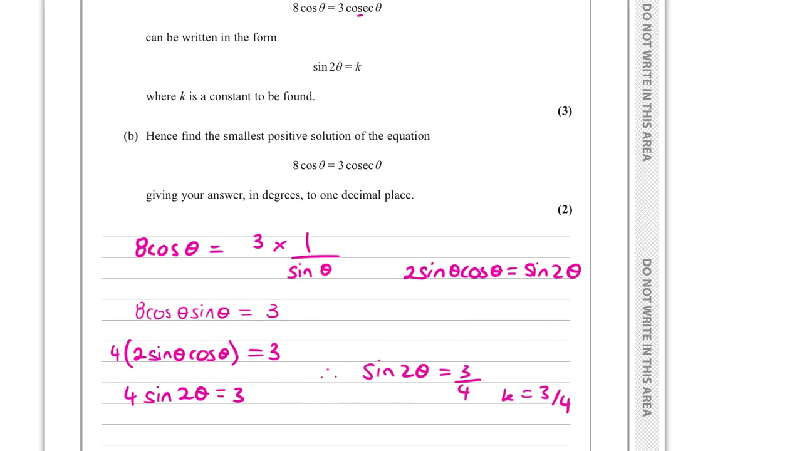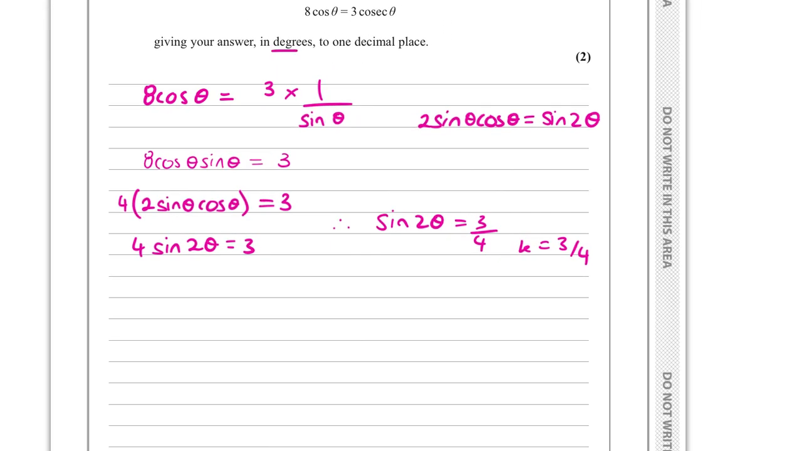Nice and easy. Part B says, hence find the smallest positive solution. So we want the smallest positive solution, in degrees, to 1 decimal place. So the first thing I need to do is make sure my calculator is in degrees. Let me just change it because it normally is in radians. And then let's have a look.